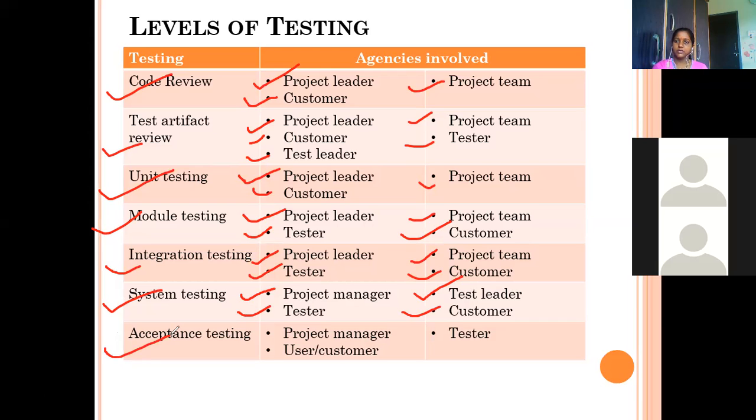And finally acceptance testing. Acceptance testing means what? Your final product is ready, now you are giving it to your customer, and then it will be accepted from your customer side. At that time the agencies involved will be the project manager, then the tester who will be giving you the idea whether these particular units are working properly or not, and so on, and your end.